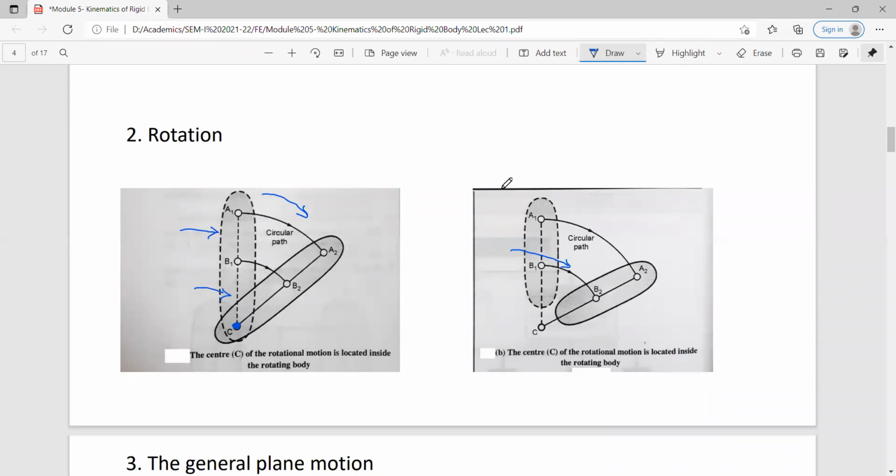So far we have seen the first type was translation. Second one is rotation. And then there is the third one, that is the general plane motion. So what is the general plane motion and how is it different from the first two cases?